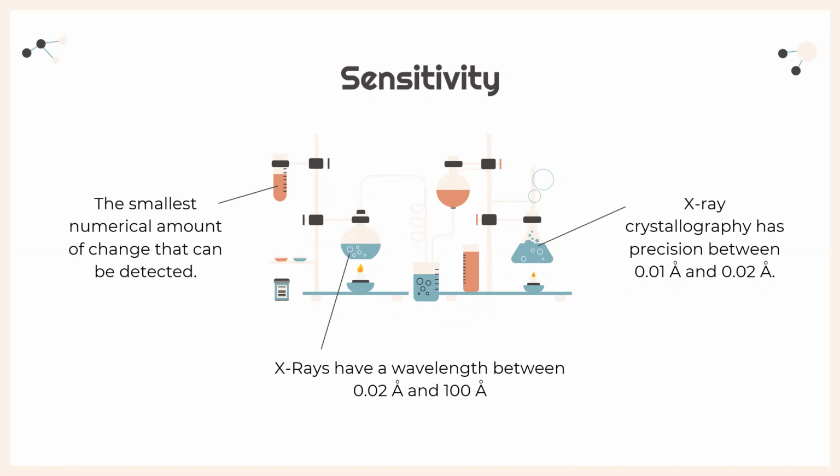This actually carries over to X-ray crystallography, because X-rays have a wavelength between 0.02 angstrom and 100 angstrom. As such, the crystallography machine can only detect values within this range. But again, as mentioned earlier in the resolution section, it will normally reside within the 5 angstrom to 1 angstrom range. In terms of actual sensitivity, it's between 0.01 angstrom and 0.02 angstrom, or it's sensitive up to the 100th decimal of an angstrom.